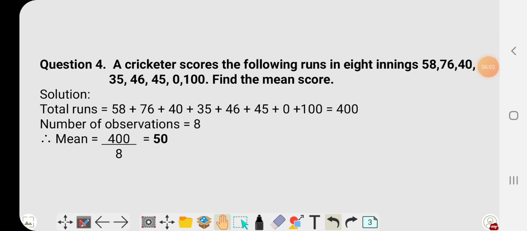Next question, question number 4: a cricketer scores the following runs in 8 innings. 8 innings means you can simply say in 8 matches.